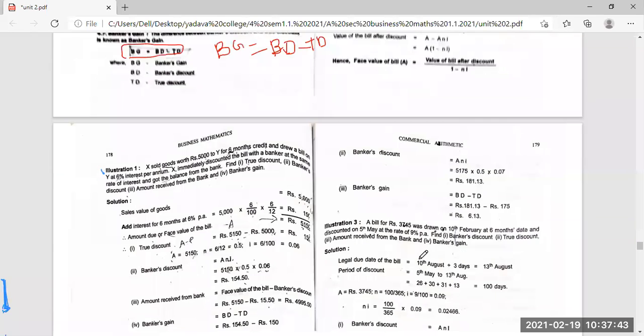So, coming to the next formula, to find banker's discount: amount into N into I. To find trade discount: principal into N into I. So banker's gain is equal to TD, that is trade discount into NI. Once you know the formula, you will automatically know it when we do the sums. So shall we directly move on to the problem?